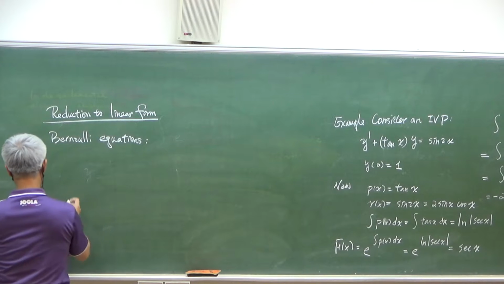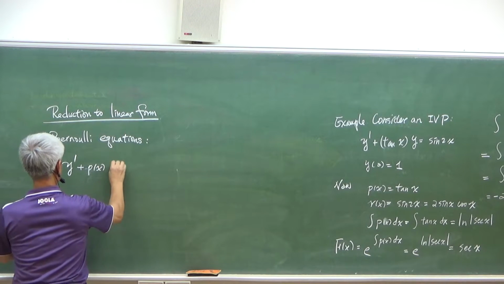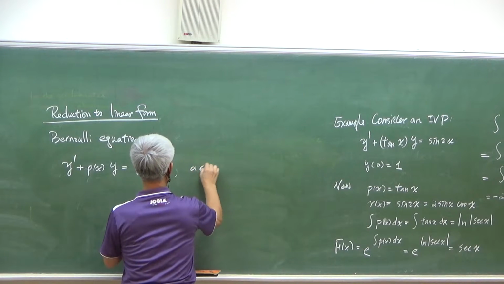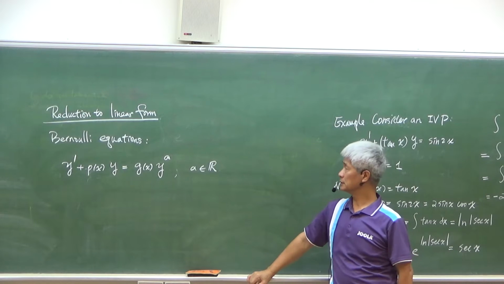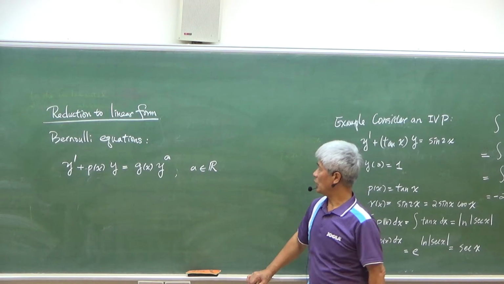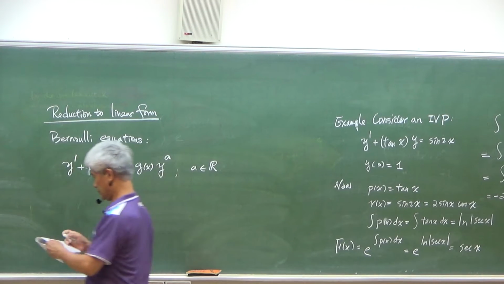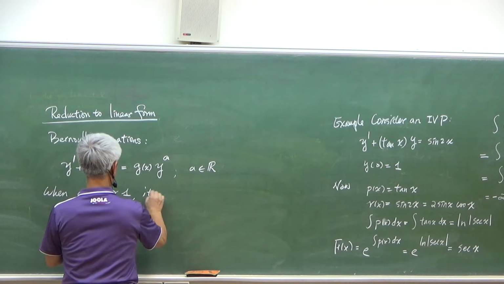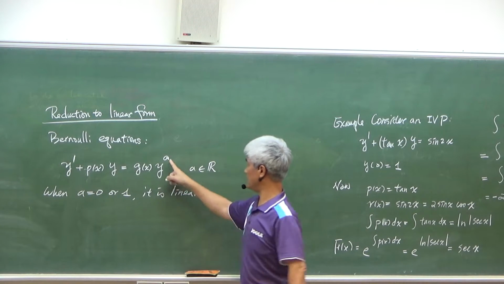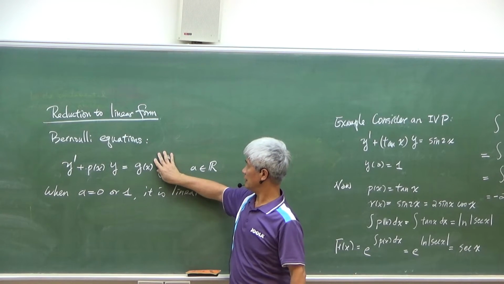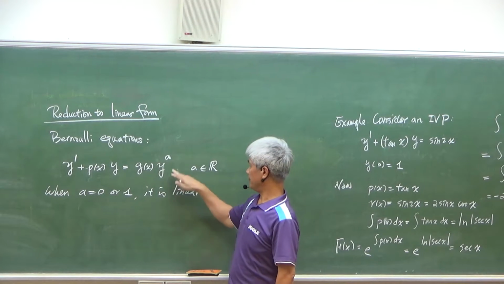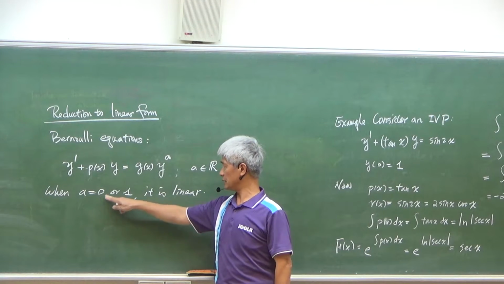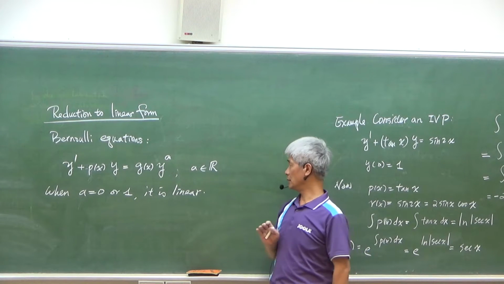Bernoulli equations are equations like here, with g of x, and a in general is a real number. So when a is equal to 0 or 1, it is linear, of course. If a is 0, then this is just g of x, just like r of x. But if a is equal to 1, you can combine this term with this term. So when a equals 0 or 1, then this Bernoulli equation is a linear ODE.